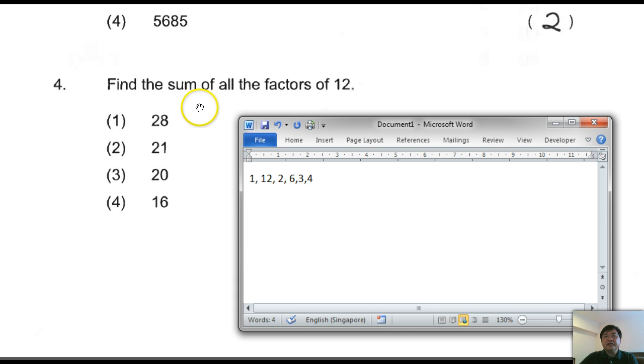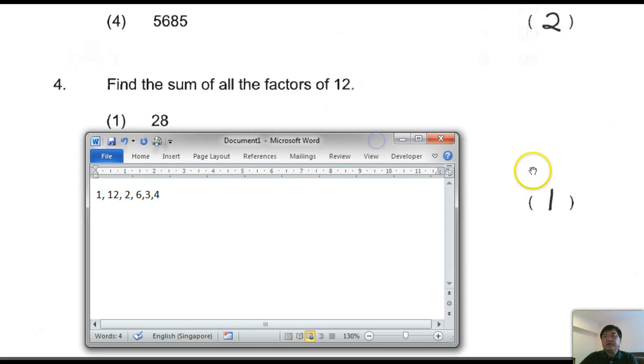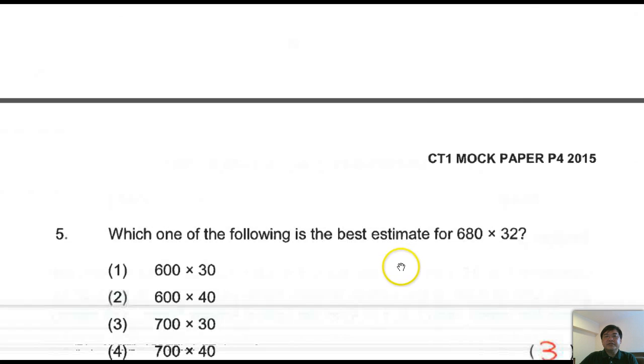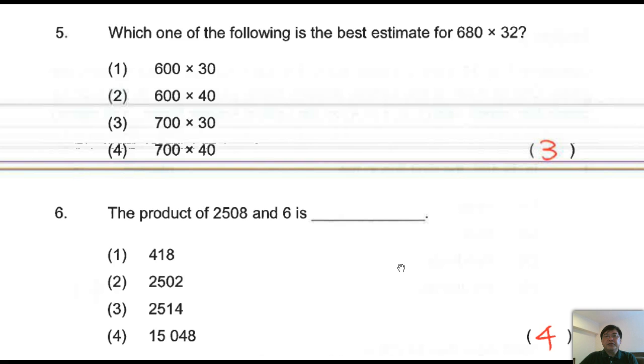The sum of all factors means you add all these up. What should you get? You should get 1, 2, 3, 4, 6, 12, which is equal to 28. Now let's carry on. Next, which one of the following is the best estimate for this? This one nearest is 700. This is 30. So 700 times 30 is 21000.